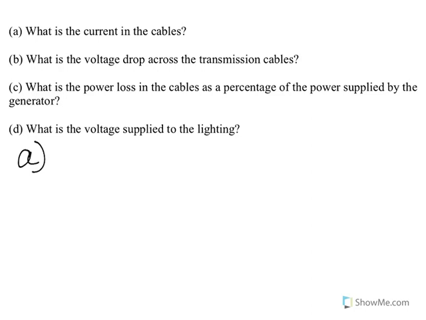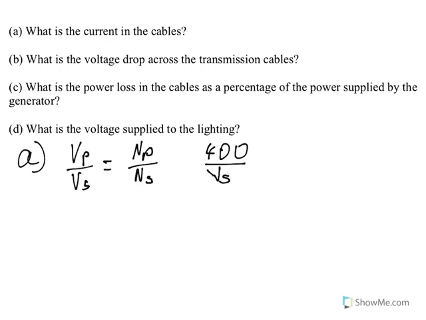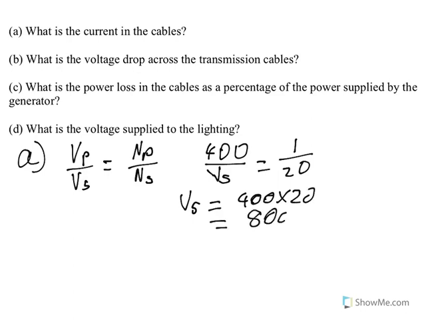current in the cables, we'll worry about that in a minute, but what we know is that the voltage in the primary over the voltage in the secondary is the number of turns in the primary over the number of turns in the secondary. The voltage in the primary is 400 over the voltage in the secondary, 1 in the primary, 20 in the secondary. Do a bit of rearranging and we find that the voltage in the secondary coil is 400 times 20, which is 8,000 volts. Don't put your hand on it.